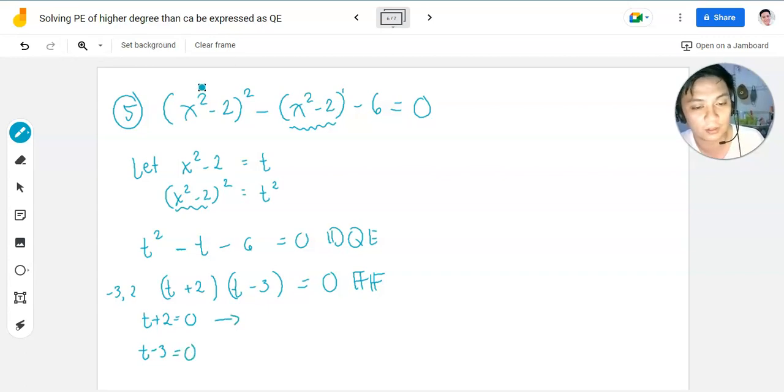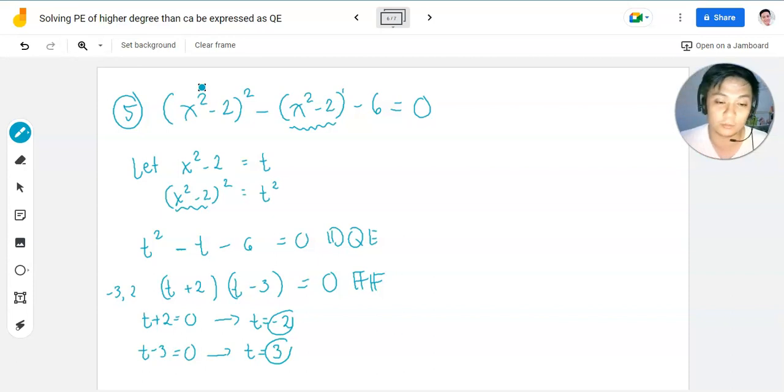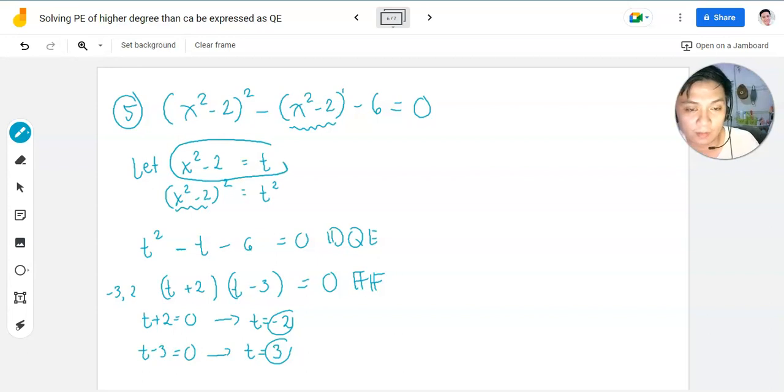So, from t plus 2 equals 0, we get that t is negative 2. From t minus 3 equals 0, t here is positive 3. So, these are the obtained roots for the derived quadratic equation, but not of the original kasi we have to do something pa. At ito yon. We will equate x squared minus 2 to the obtained value of t. So, una, x squared minus 2 equals negative 2. So, yung pangalawa, x squared minus 2 equals 3.